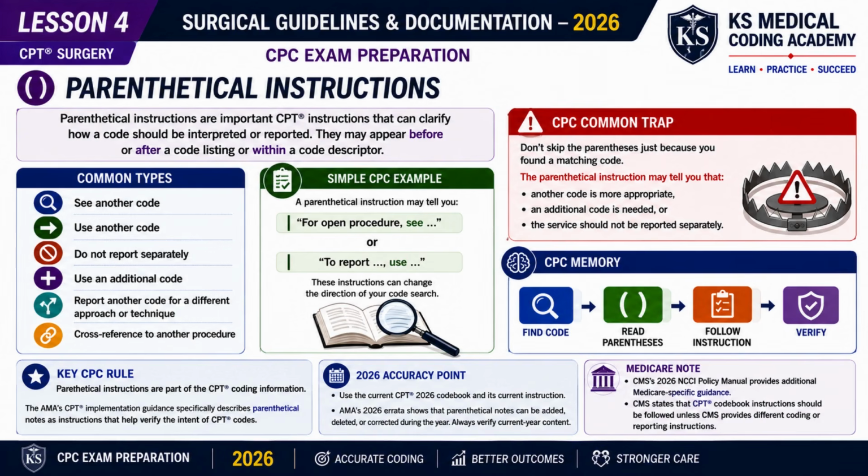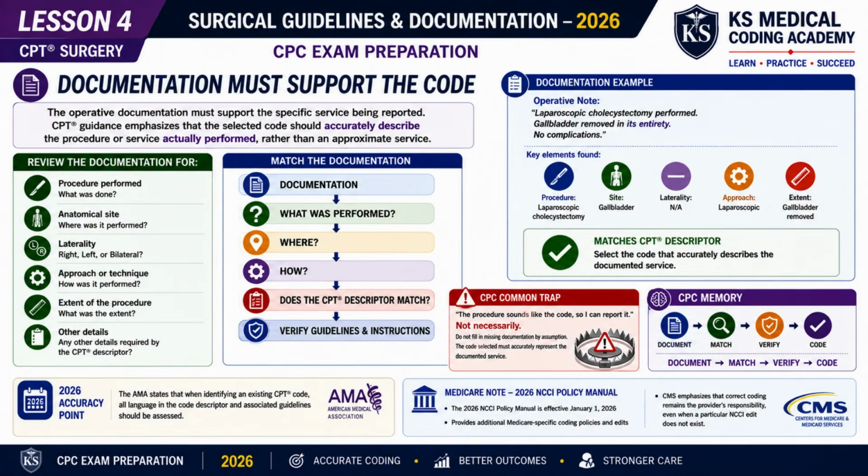Read the parentheses. Now let's focus on one of the most important principles in surgical coding. The documentation must support the code. When reviewing an operative report, first identify what procedure was performed. Then determine where it was performed, including the anatomical site and laterality when applicable. Next, identify how the procedure was performed, including the documented approach or technique.